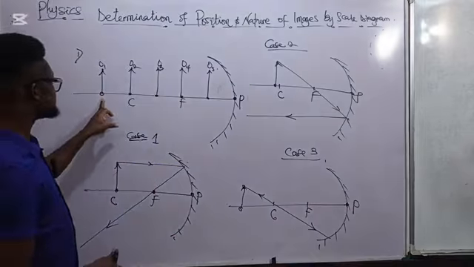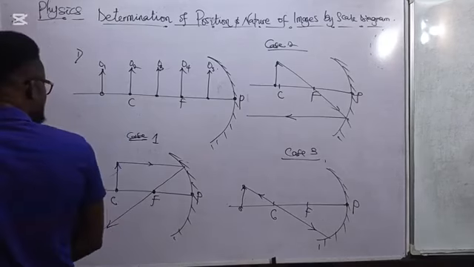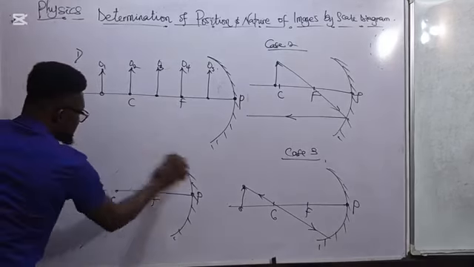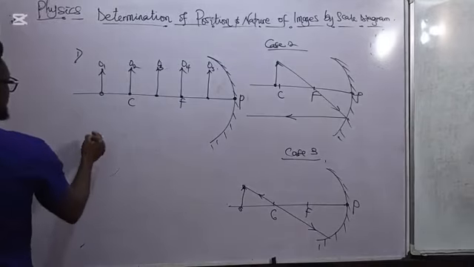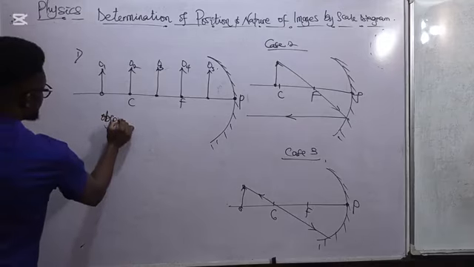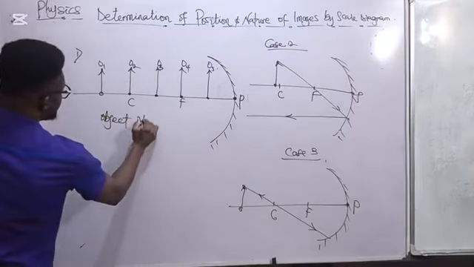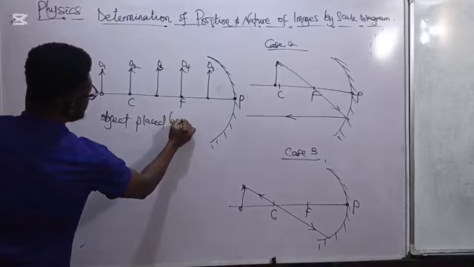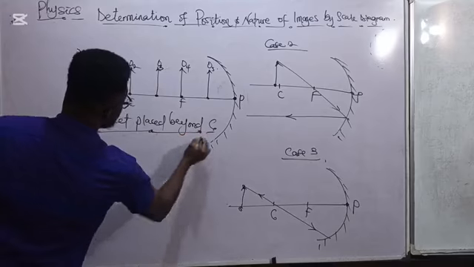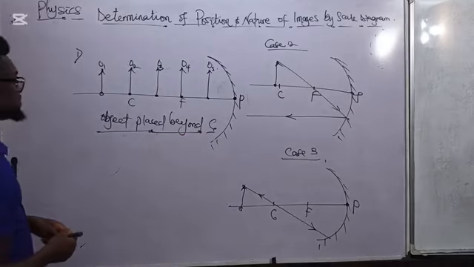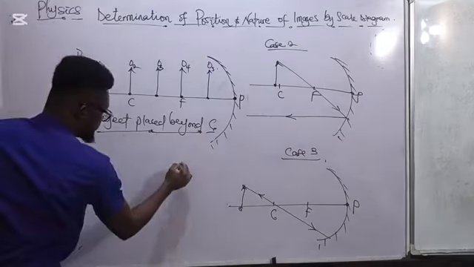Now let's take the first one. When the object is placed beyond C, what will be the position of the image? So, object placed beyond C, then what will be the position of the image? Now we have this mirror.